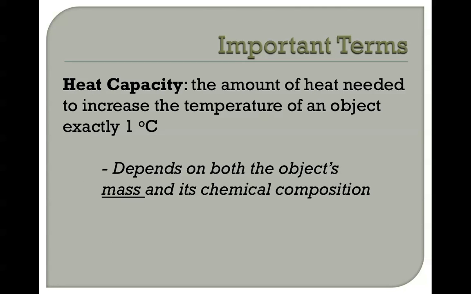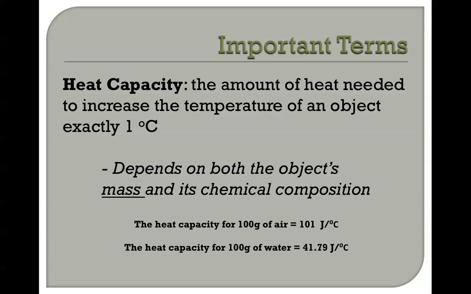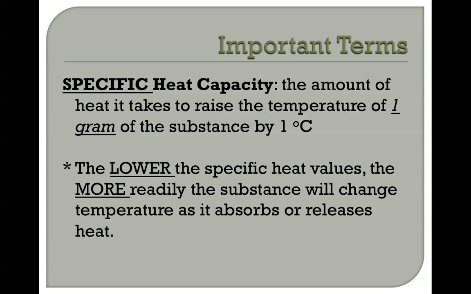Now, heat capacity is a term that you should be aware of. It's the amount of heat needed to increase the temperature of an object exactly 1 degree Celsius. Because it's the entire object, this depends on both the object's mass and its chemical composition. So if I have 100 grams of air and water, they have different heat capacities. So it's going to take 101 joules to increase the temperature of air 1 degree Celsius, but it's going to take 41.79 joules to do this to water.